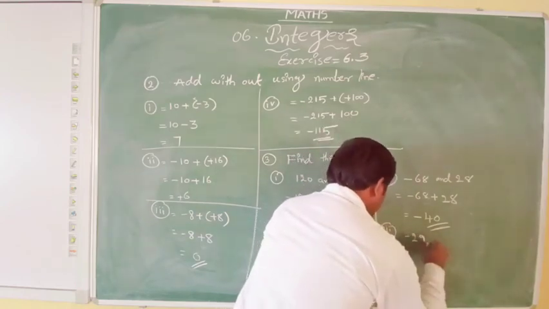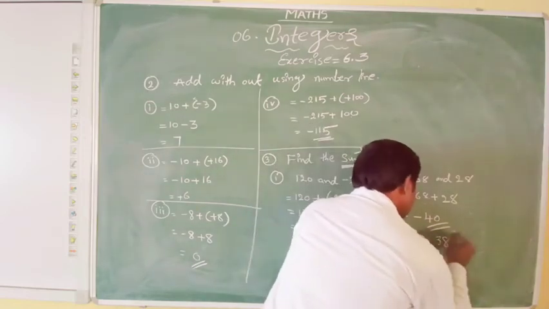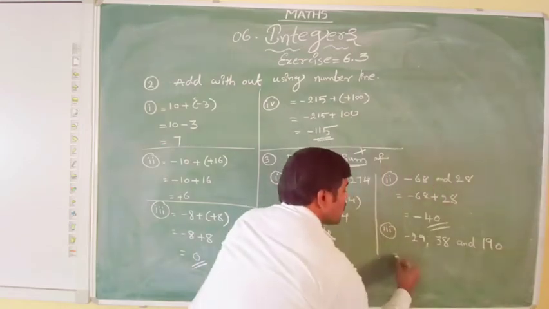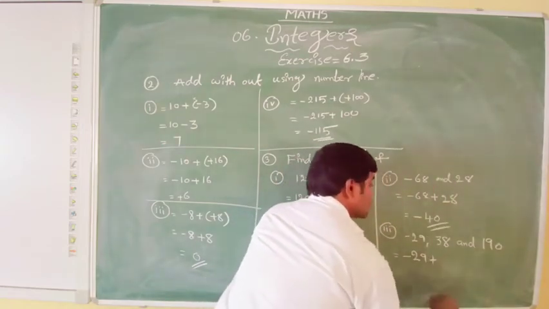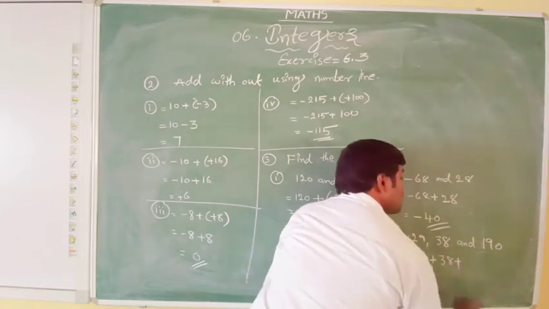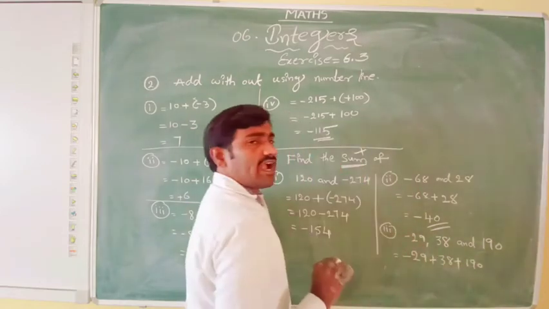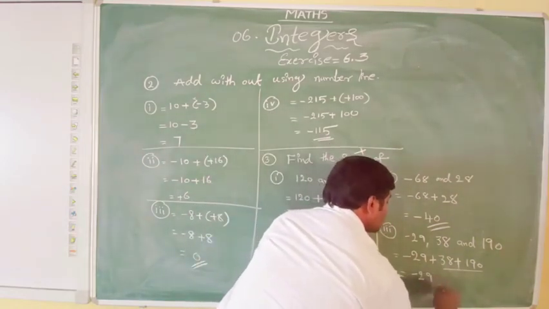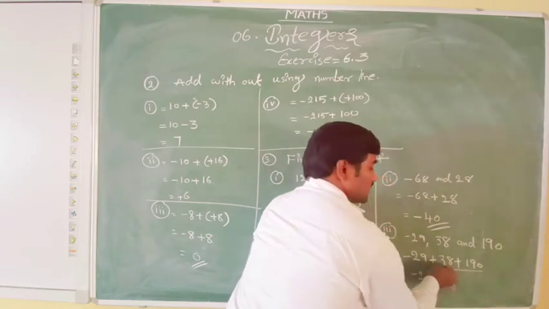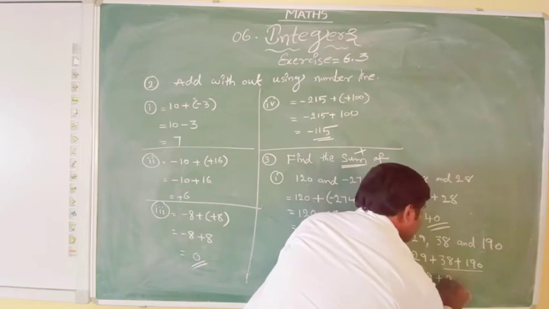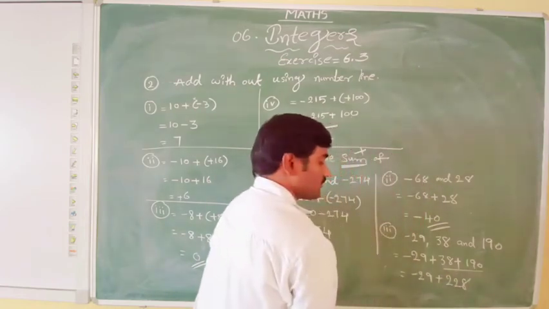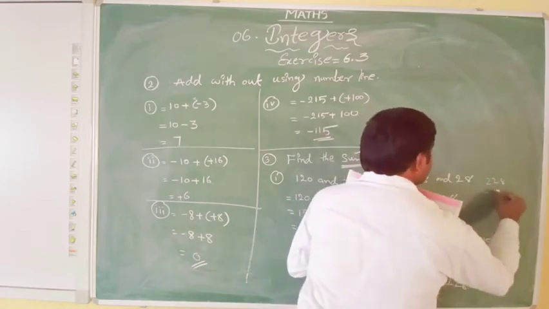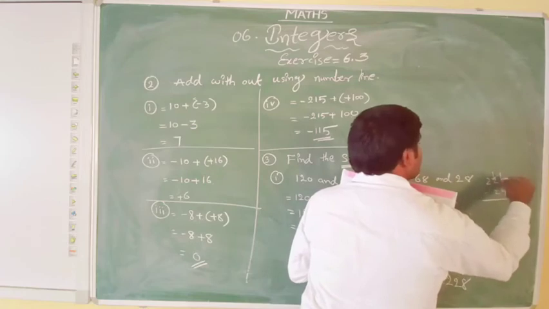And the third question here, minus 29, 38 and 190. You see here, minus 29, I am adding the sum of 38 and 190. All these numbers we need to add, simple. Okay, then let us add first these plus numbers. 190 plus 38 is 228. So here let's subtract 228 minus 29.